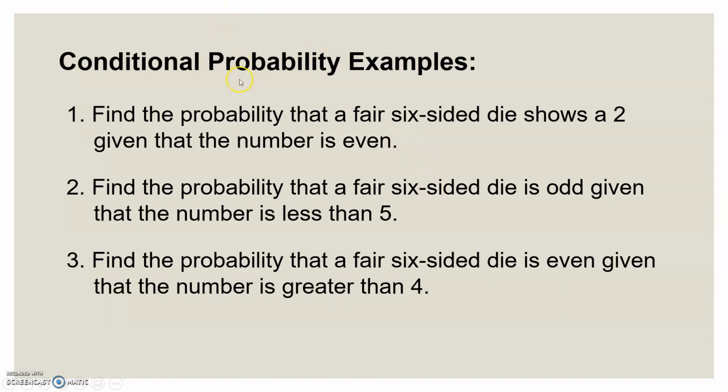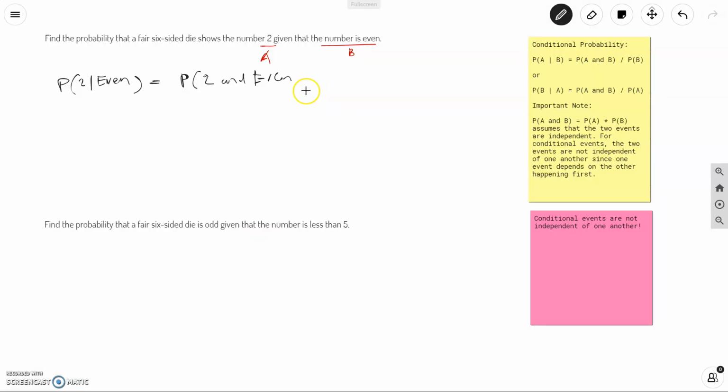So in the next few slides, we look at examples on finding conditional probabilities. In the first one right here, we want to find the probability that a fair six-sided die shows the number 2, given that the number is even already. So here we already have some additional knowledge. We know that the die rolled an even number. Now we want to find the probability that that number is 2. So let's go ahead and look at how we can apply this.